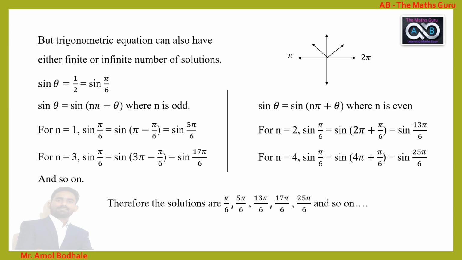So here we can say sin theta is equal to sin of pi by 6. So we get one solution, theta equal to pi by 6, but the value sin pi by 6 can be equal with sin of 5 pi by 6. Sin pi by 6 can be equal with sin of 13 pi by 6. Sin pi by 6 equal with sin of 17 pi by 6, as well as sin pi by 6 equal to sin of 25 pi by 6. So we can say these all angles, pi by 6, 5 pi by 6, 13 pi by 6, 17 pi by 6, and 25 pi by 6, and so on, these all are solutions of this equation.